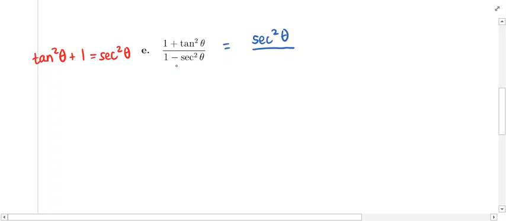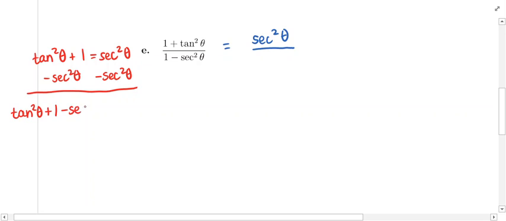Well, look what's in the denominator. We have 1 minus secant squared theta. So I'm going to take this identity and move the secant squared over. That's going to give me, on the left side, 1 minus secant squared theta. That's what I'm looking for. So this tells me that tangent squared of theta plus 1 minus the secant squared of theta is equal to 0. On the right, the secant squared thetas subtract out, and you're left with nothing.